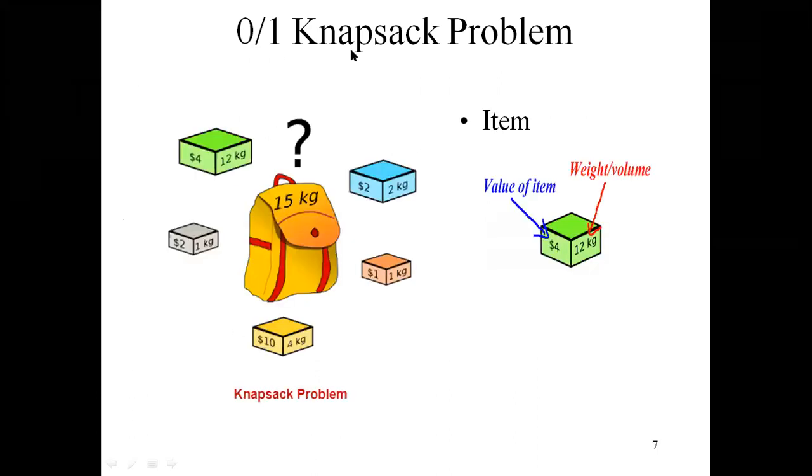Now see the 0 1 knapsack problem in a diagram, a pictorial way of representing the items and the bag. See, first, what is an item? Item means an object you are placing in the bag. Each item has a weight or volume. For example, the weight of this item is 12 kg. Now, what is the value of the item? What is the profit when you place that particular item? That is $4 you will get.